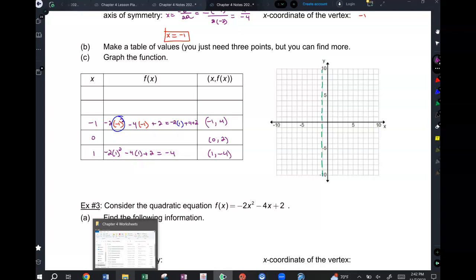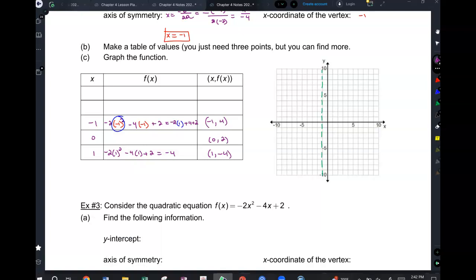All right, so let's go ahead and plug this in, graph this. Negative 1 comma 4, 0 comma 2, 1 comma negative 4. Now what do I do? This is only half a parabola. How do I get the other points? What do I do? Just mirror them on the other side like we did before. So 1 away, 1 away, 2 away, 2 away. Okay?